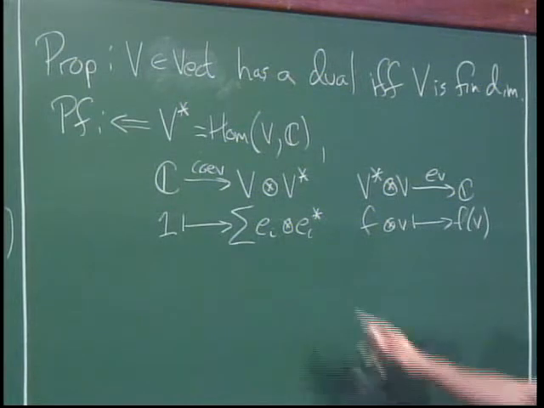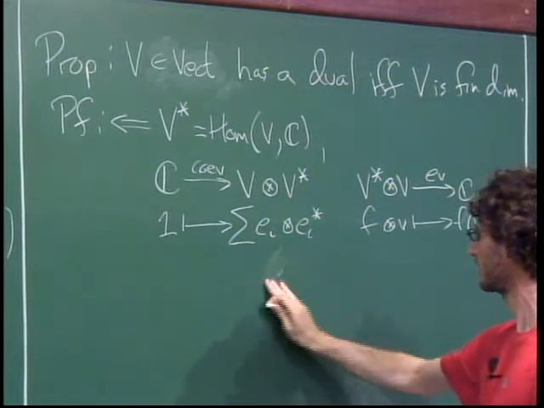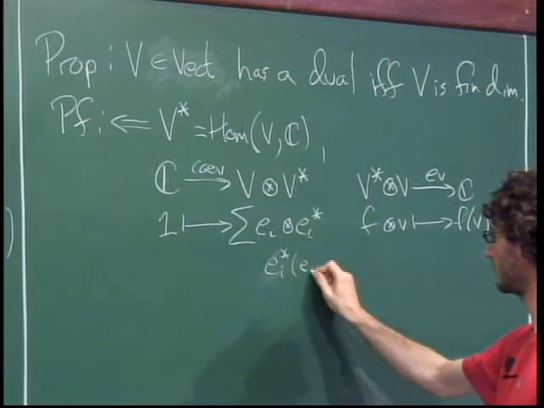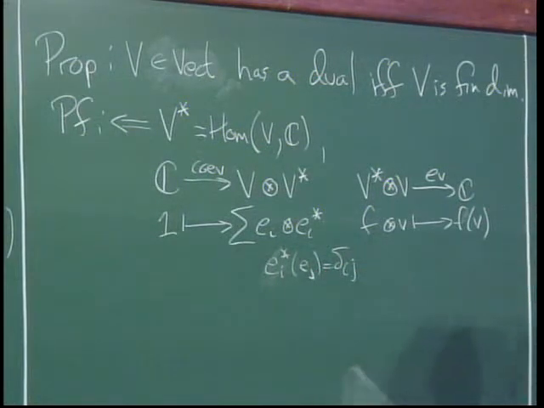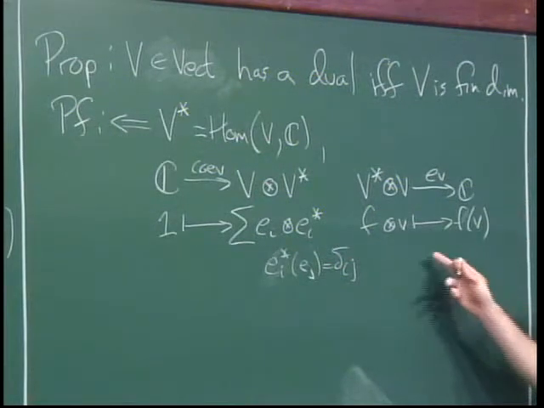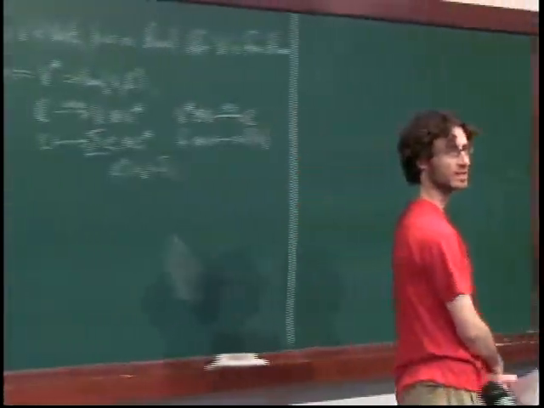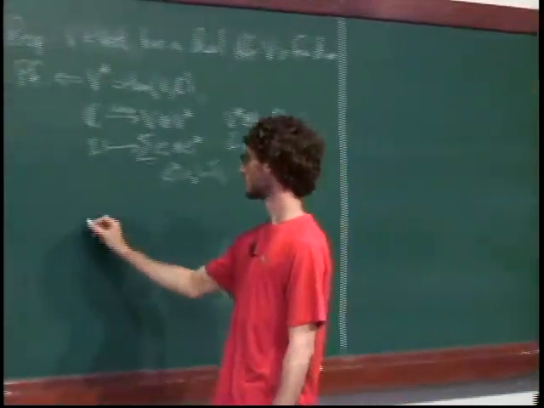Okay, so again, just to be clear, what I meant by this is that e_i star evaluated on e_j is delta_ij. And I'll leave it to you to check that that does actually give a dual, in the sense that these two equations are satisfied. So what about the other direction?